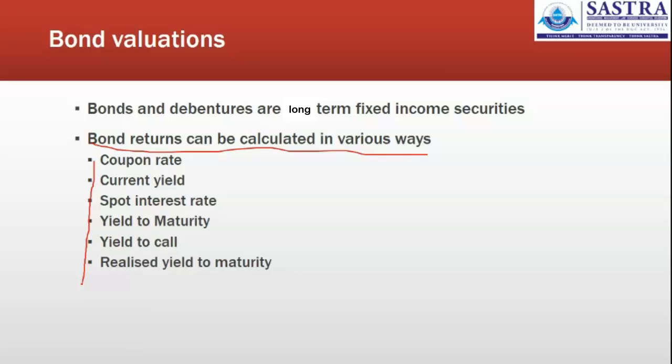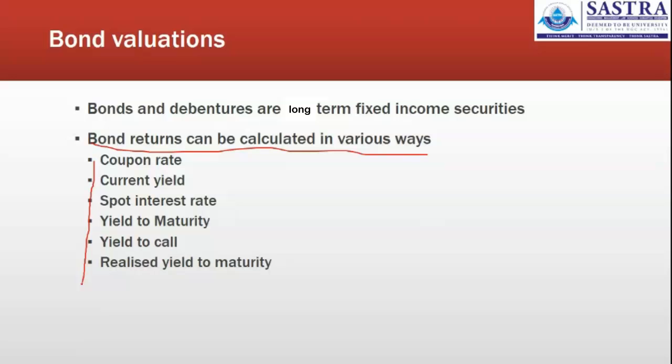Okay. The same thing you need to understand here for valuation: there is the current yield given by the bond, or the current return given by the bond. What is the current return given by either a bond or a debenture? What is the current return received?